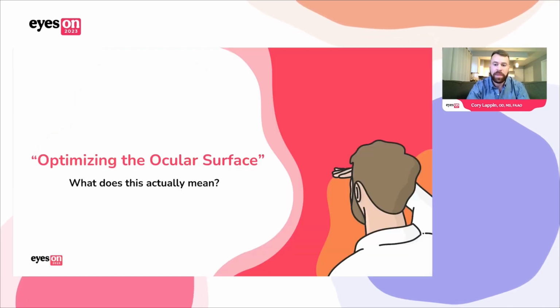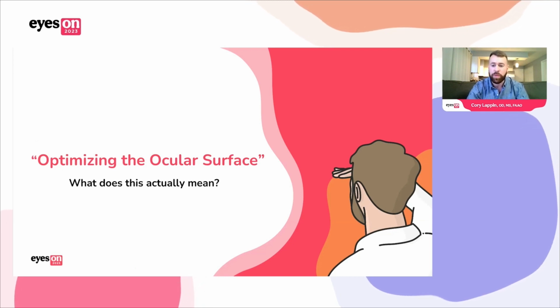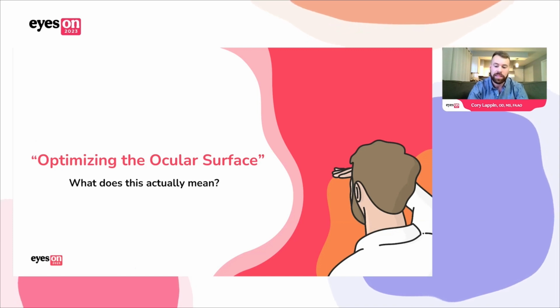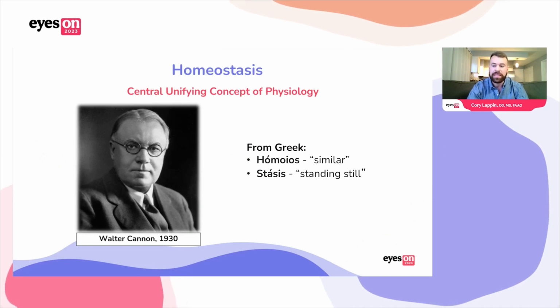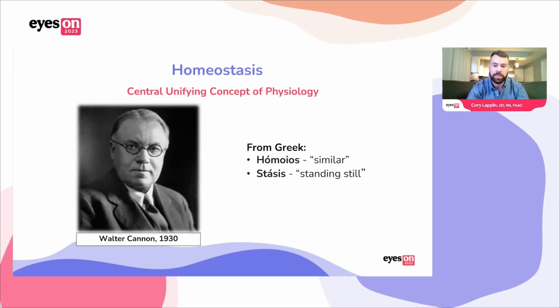So today's topic is optimizing the ocular surface. And this is a phrase that we throw around all the time, but what does it actually mean when we say we're going to optimize the ocular surface? Well, when we say we're going to optimize the ocular surface, what we are actually saying is that we are going to attempt to encourage or restore homeostasis.